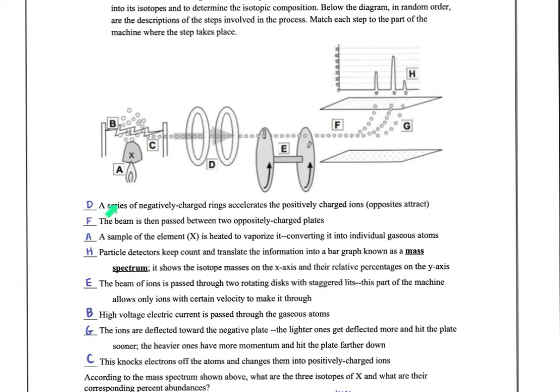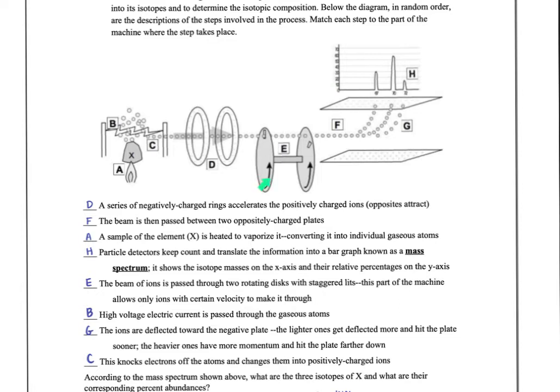Letter D, a series of negatively charged rings accelerates the positively charged ions because opposites attract. So these positive ions are going through these negative rings. We move on to letter E. The beam of ions is passed through two rotating discs with staggered slits. This part of the machine allows only ions with certain velocity to make it through.